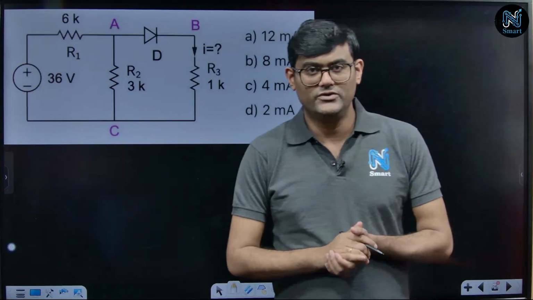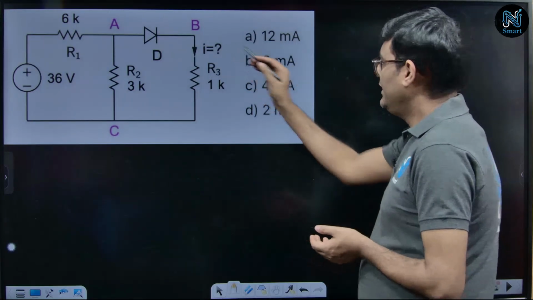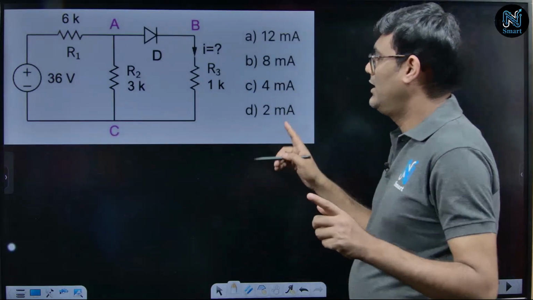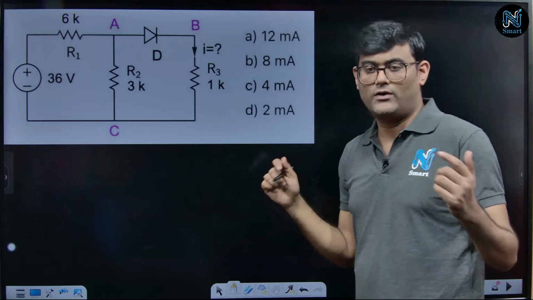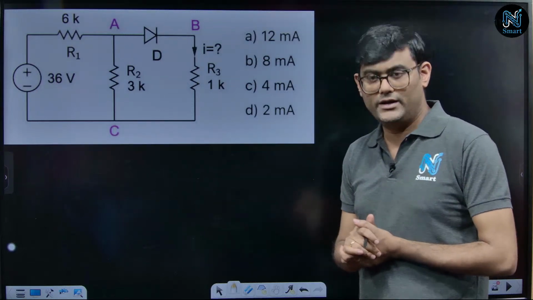Okay, I will give my solution right away. Looking at the circuit, I have to first find how this diode is performing, whether the diode is in forward bias or in reverse bias.